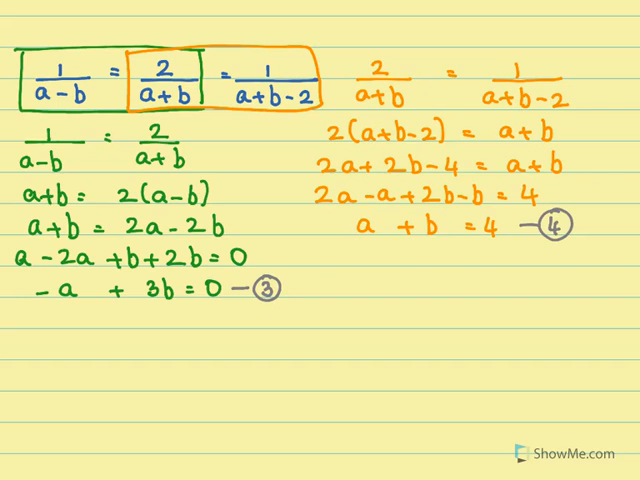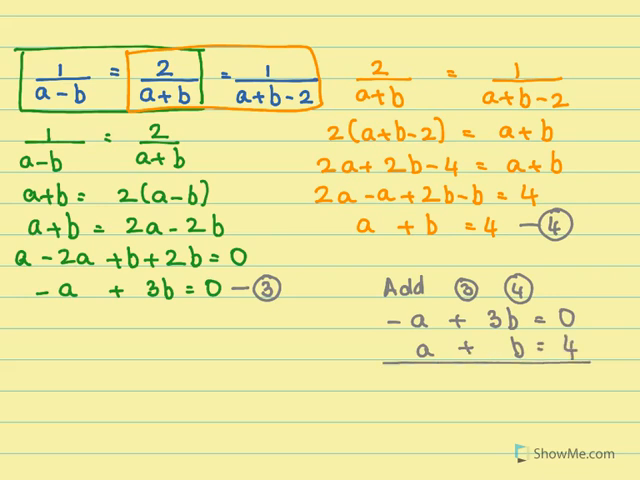Now I will take up these two equations and put them one below the other. So basically I add the equations up, add 3 and 4. So I have minus a plus 3b equals 0, a plus b equals to 4. I cancel this, 3b and b is 4b equals to 4, b equal to 4 over 4, b equals 1.